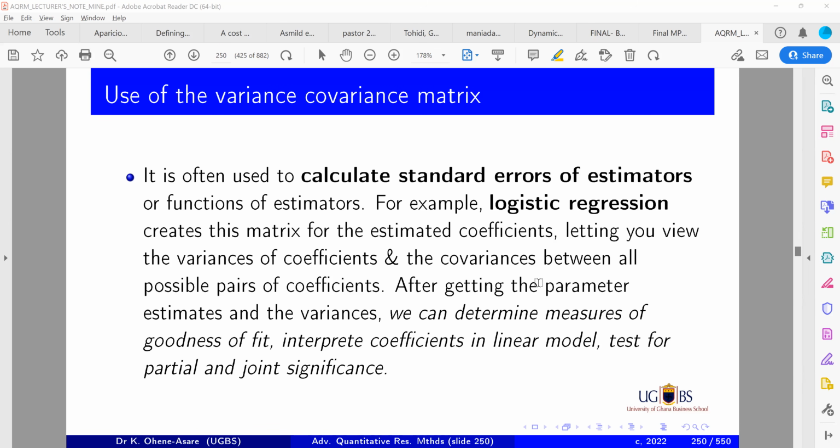Okay. So how do you interpret a coefficient? This variance covariance matrix is what helps you. How do you determine whether the model is significant? How do you determine the partial test, the joint significant test? The variance covariance matrix gives you all of that. That is why it is important to know all of this.